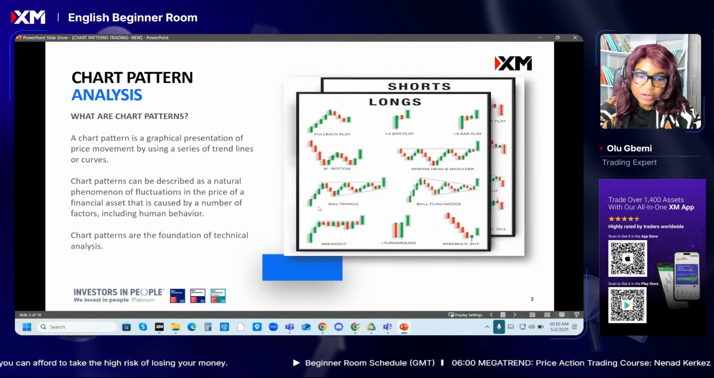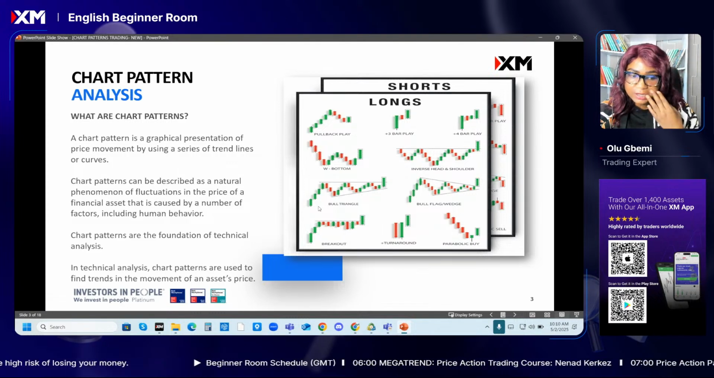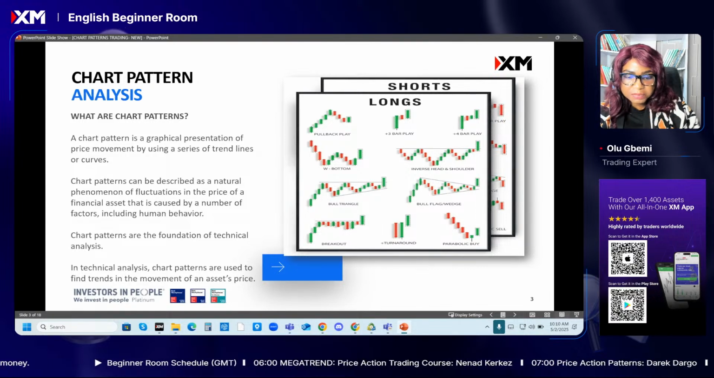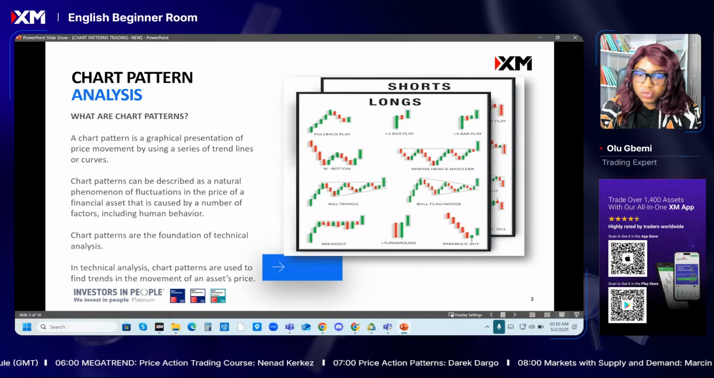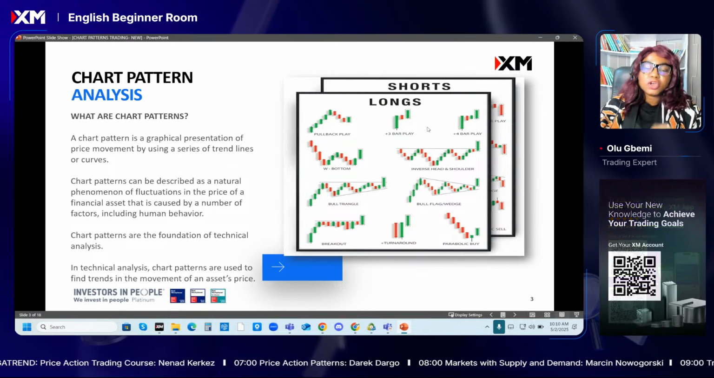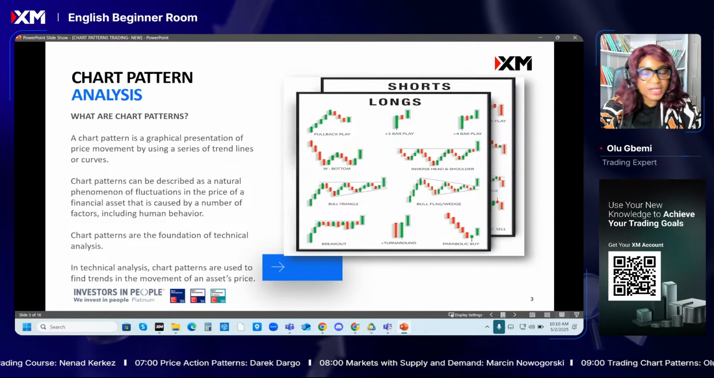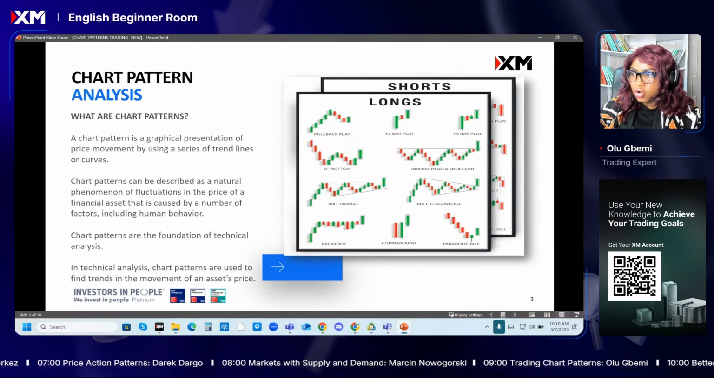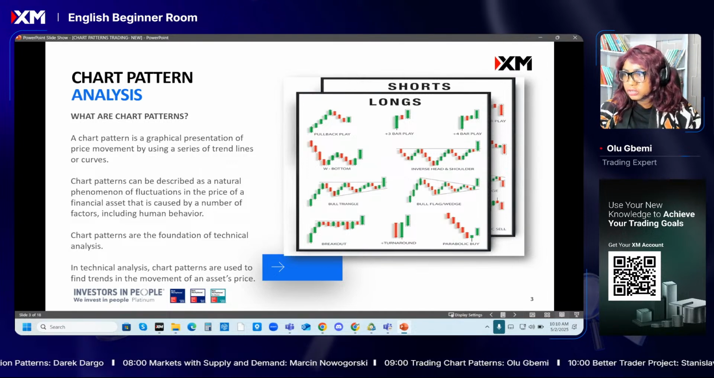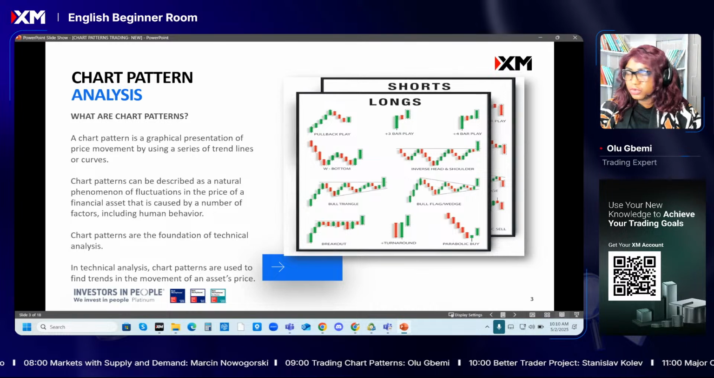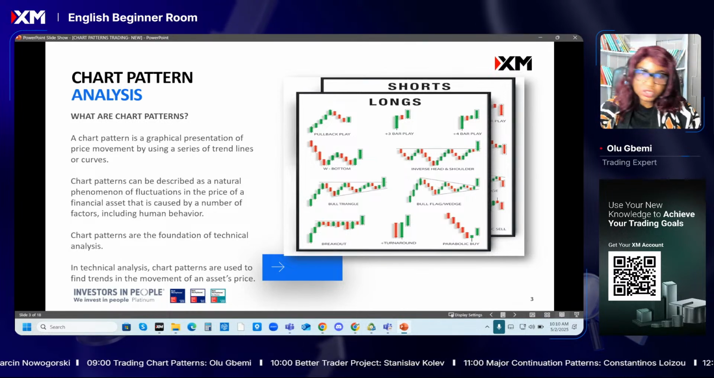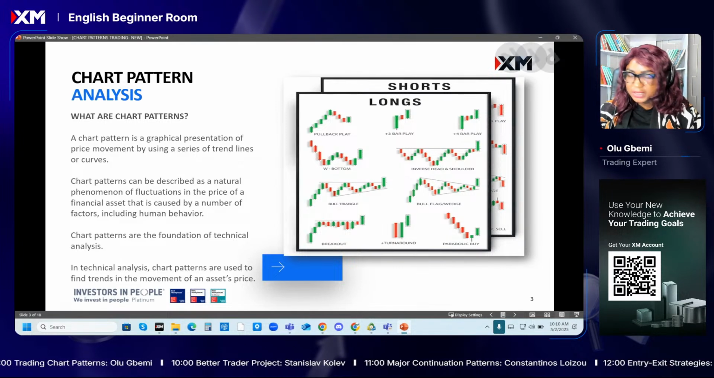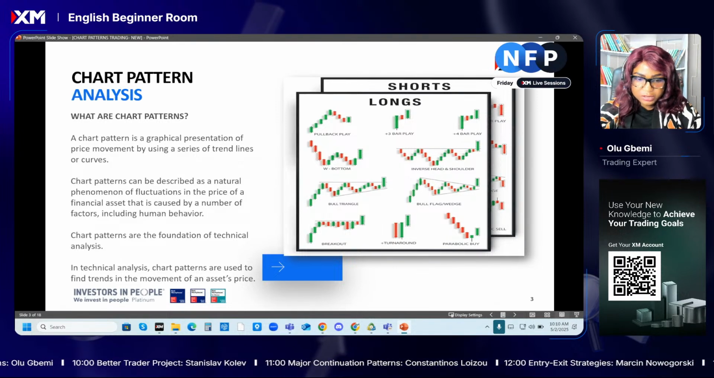Chart patterns are the foundation of technical analysis. In technical analysis, chart patterns are used to find trends in the movement of an asset price. So with chart patterns, you can tell what the current trend is, whether it's going to continue or whether the trend is changing. And in this case, I'm looking for reversal patterns. If I'm expecting a change in the trend, then I'll be looking forward to seeing reversal patterns forming in the market. Okay.